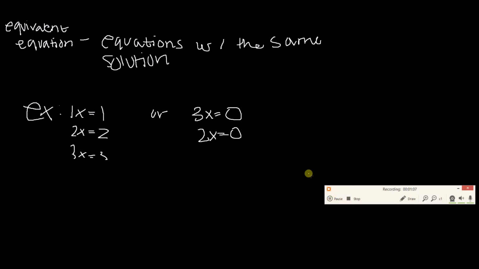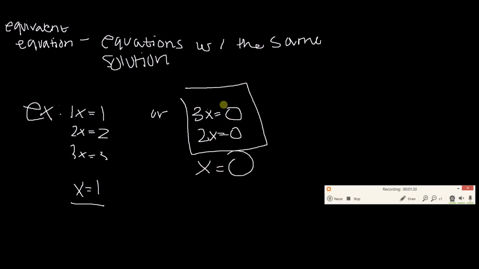Alright, so the next word that we're going to be reviewing is called an equivalent equation. An equivalent equation is an equation with the same solution. For example, 1x equals 1, 2x equals 2, and 3x equals 3. So, x equals 1, and it's the same solution for all of these. Or, if you have this right here, x equals 0. Basically, the solution, which is x, is the same as the next equation. Let's go on to the next term.